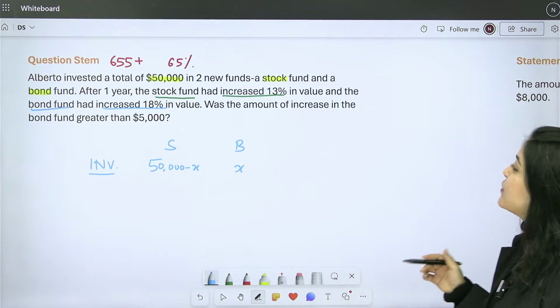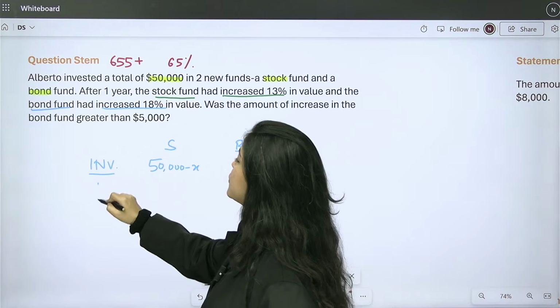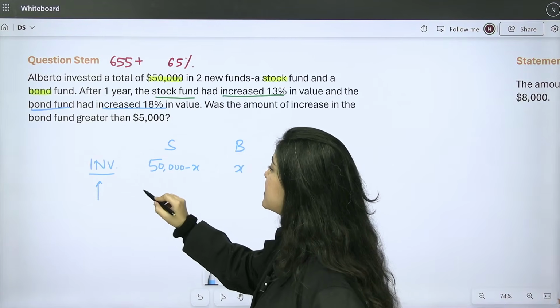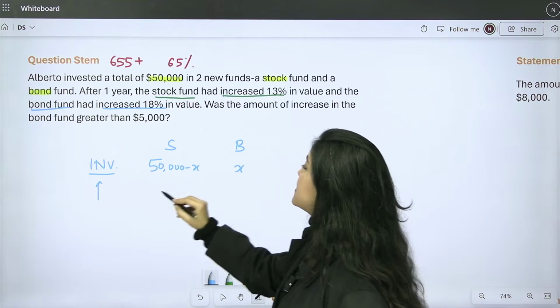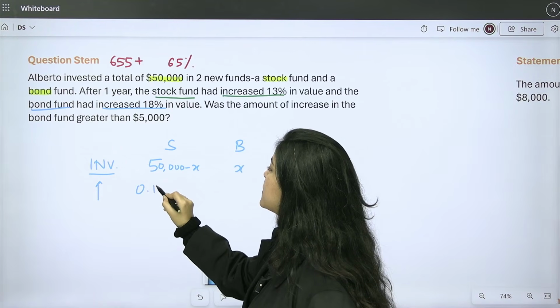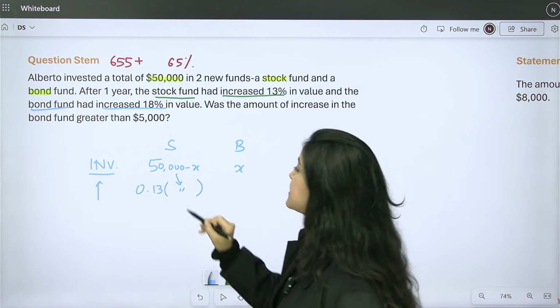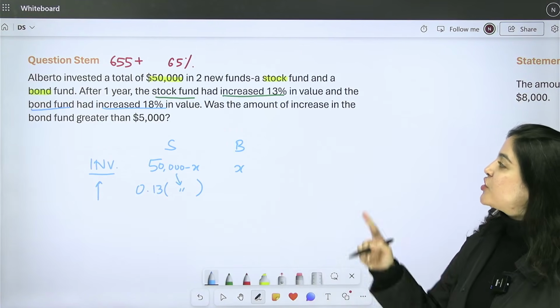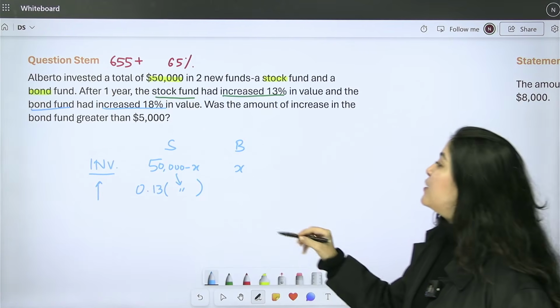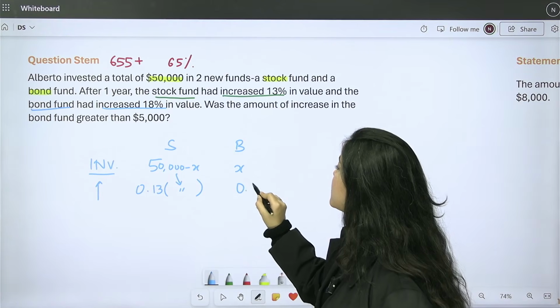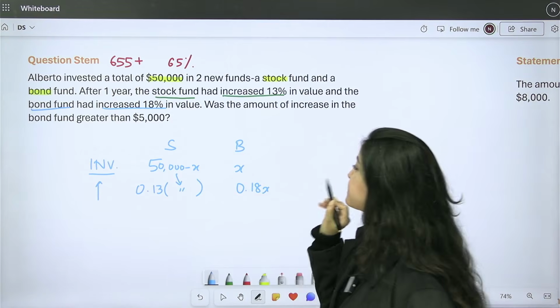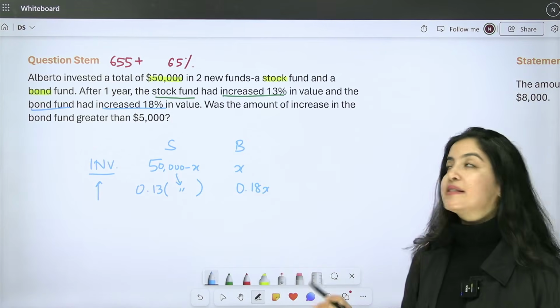Now, it also tells you the increase, right? So, the stock fund was a 13% increase. That means it was 0.13 times this whole thing, 50,000 minus X, while the bond fund, which increased 18% in value, this would be 0.18X. That's what everything is till now.